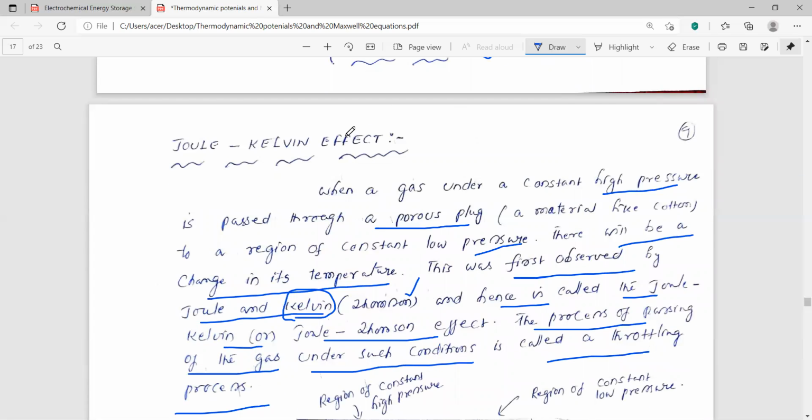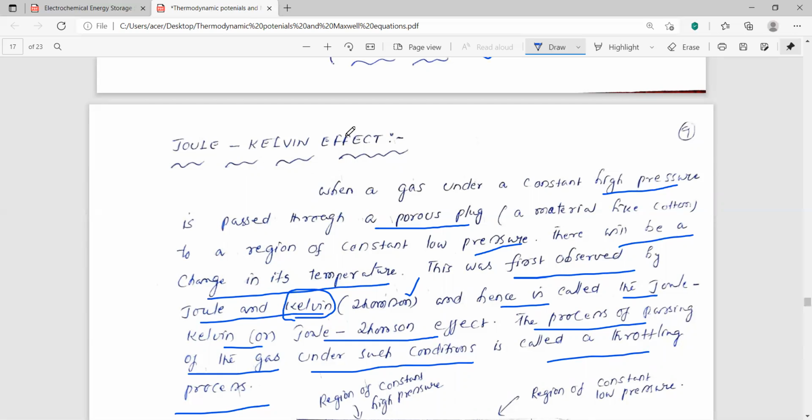So we can see once again, what is Joule Kelvin effect? Whenever we allow the gas to pass through the porous plug from the region of high pressure to the region of low pressure, then there will be a change in the temperature of the gas. This effect is called the Joule Kelvin or Joule Thomson effect.